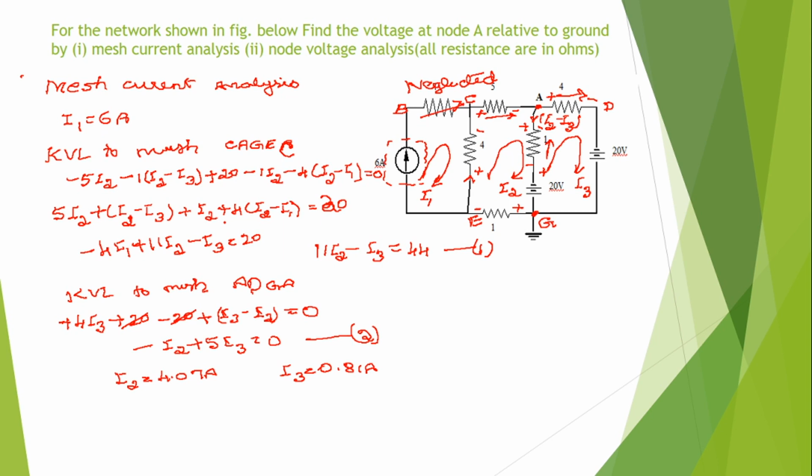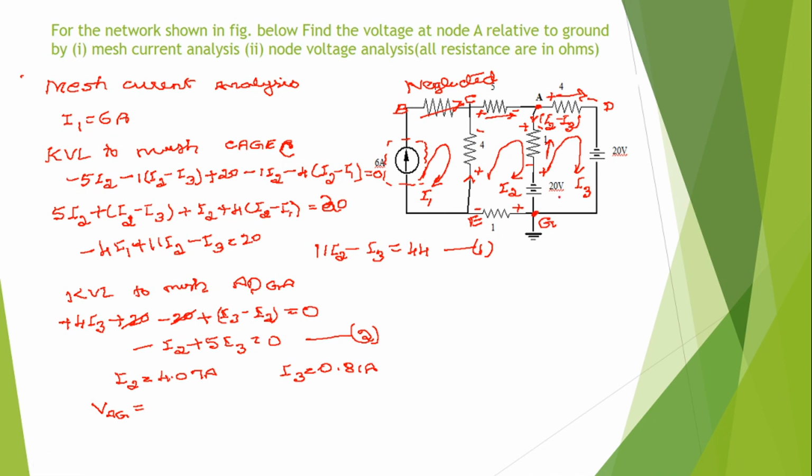So now what is the next step? Using the mesh currents, calculate the required parameter. So what is the required parameter in the question? Find the voltage at node A, node A with respect to ground. That means we need to find VAG. VAG I need to find. So to measure the voltage across any two nodes, higher potential and lower potential, we need to trace a path from lower potential to upper potential.